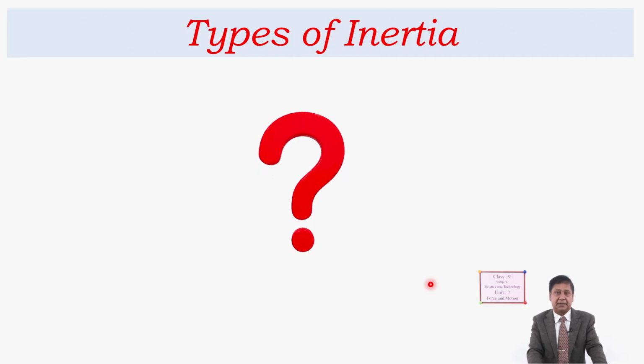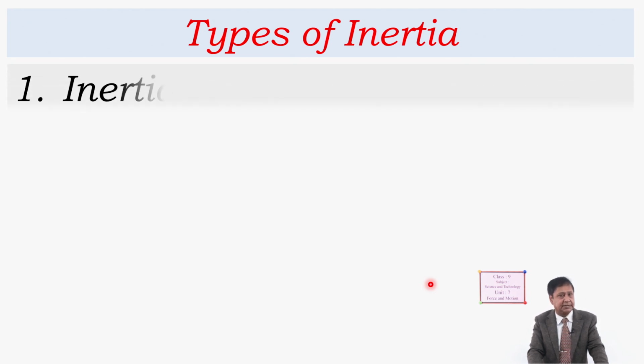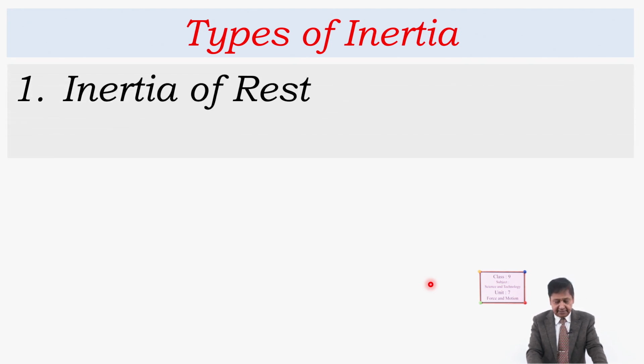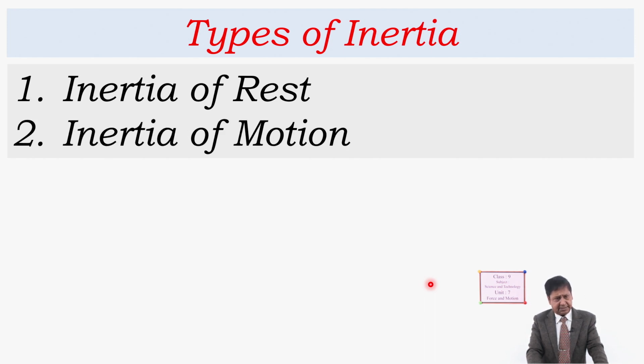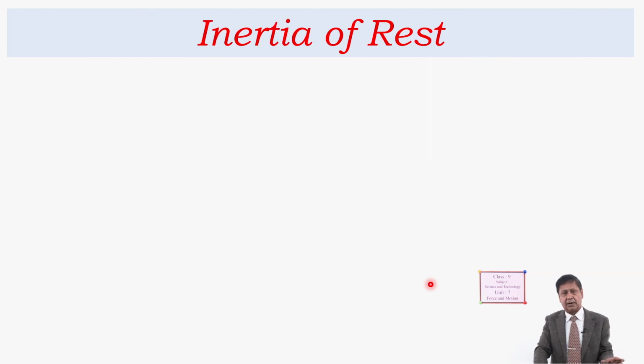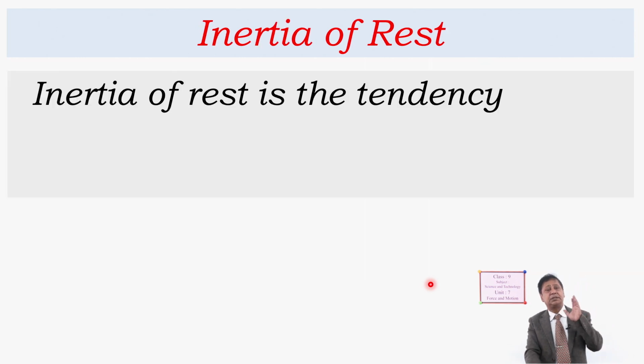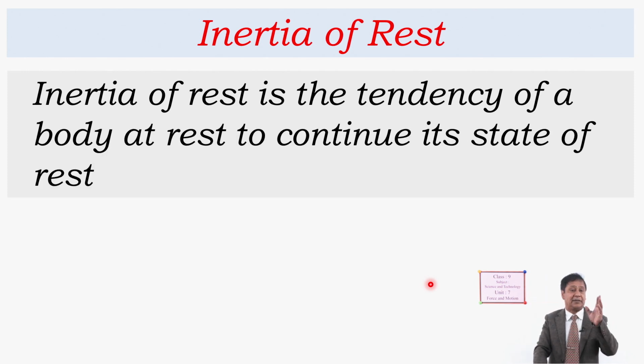Okay, then let's go to the types of inertia. I want to present the types of inertia. Inertia is of two types. One is called inertia of rest, another is called inertia of motion. Now, what exactly they are, I want to define. What is inertia of rest? Inertia of rest is the tendency of a body at rest to continue its state of rest. If a body is at rest, it has a tendency to continue its state of rest, and this is called inertia of rest.